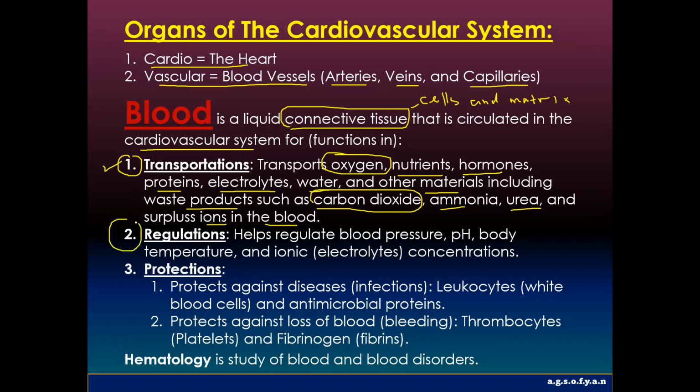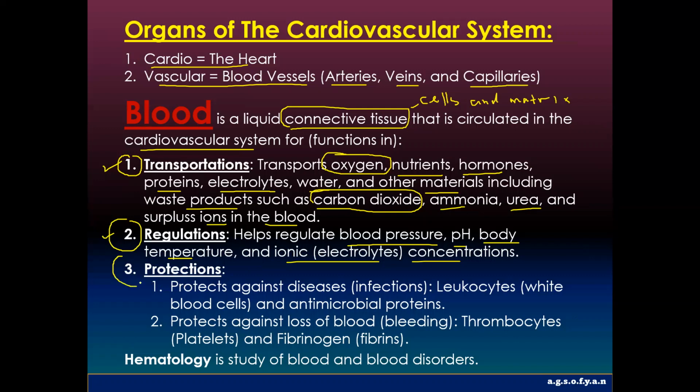Second, blood is also used to regulate. So this is regulation. It helps regulate blood pressure, blood pH, body temperature, and ionic or electrolyte balance or concentrations. So blood is also used for regulation.